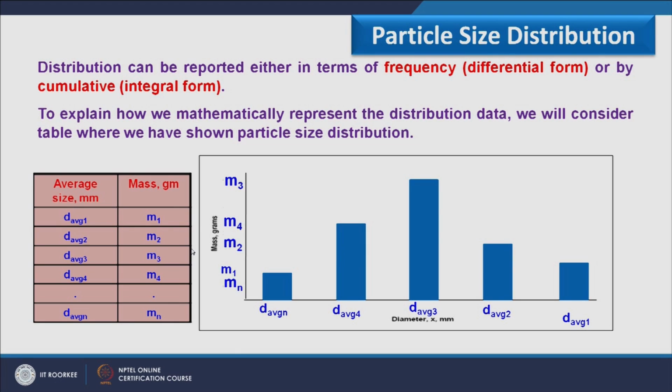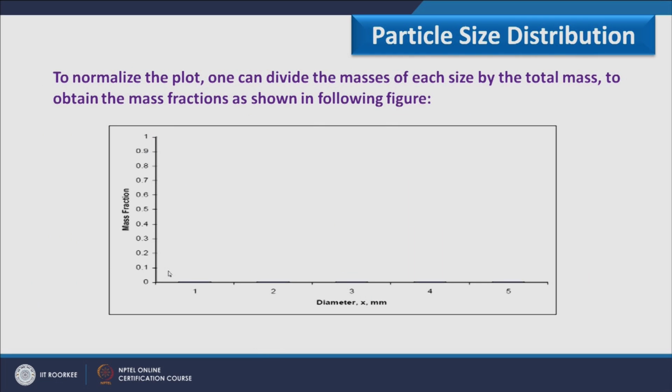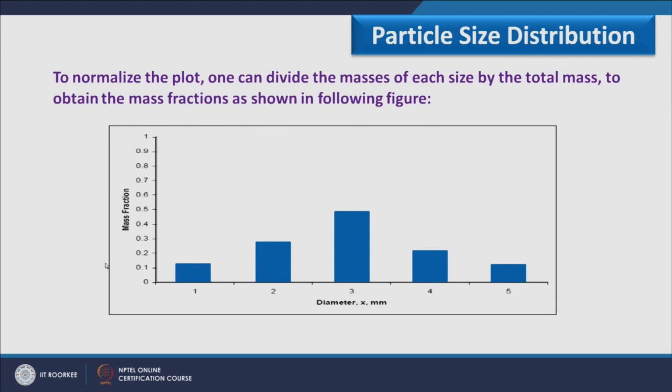Here if you see this graph, on the y axis we have represented this in terms of mass. If I want to represent this in terms of mass fraction, then obviously its nature will not change, only the values on the y axis will change, which I have shown in this graph, which we call the normalized graph. So, here instead of mass we can consider mass fraction, the rest of the things will remain the same. So, this is basically the differential form, or we call it the frequency chart for particle size distribution.